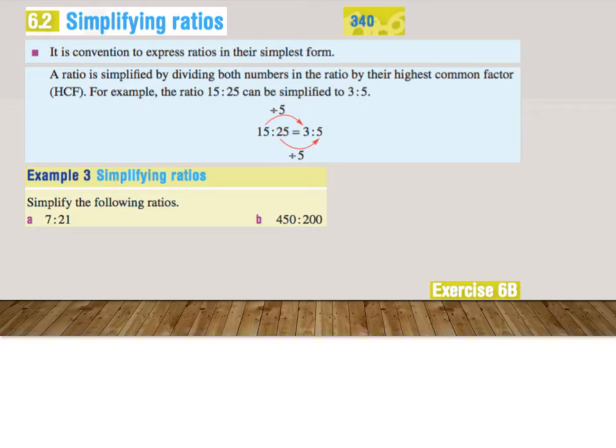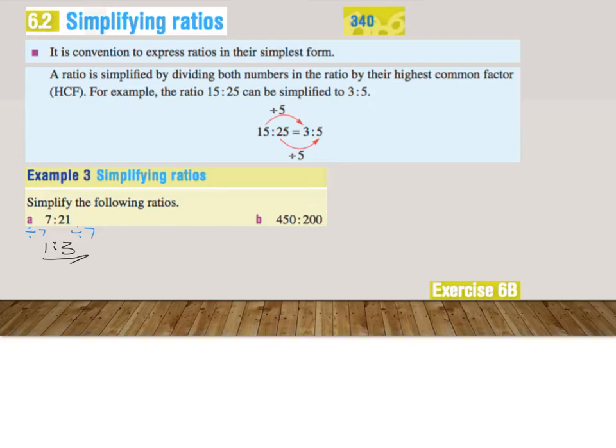Example 3, simplifying ratios. If we look at A, 7 to 21, if we want to simplify that, we look for the highest common factor for 7 and 21. Through observation, it is pretty easy to see in this example that the highest common factor is 7, which means that we will divide both sides by 7. We will indicate that as justification, and then we'll say 7 divided by 7 is 1, and 21 divided by 7 is 3. This is the simplest form that we can get, and therefore it will be my answer.